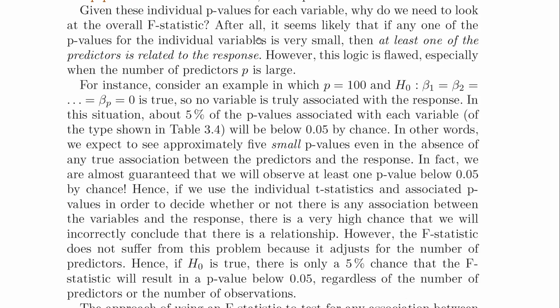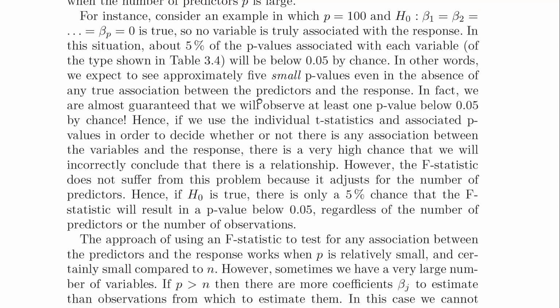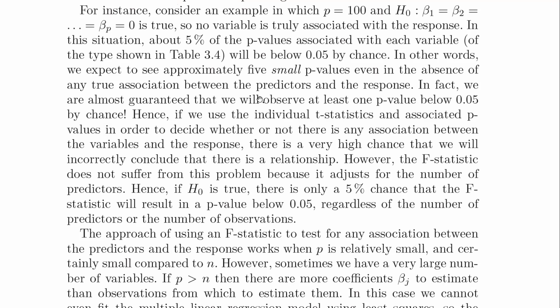Given these individual p-values for each variable, why do we need to look at the overall F-statistic? After all, it seems likely that if any one of the p-values for the individual variables is very small, then at least one of the predictors is related to the response. Let's see. Although this doesn't look like a really concrete example, I'll read it just in case.